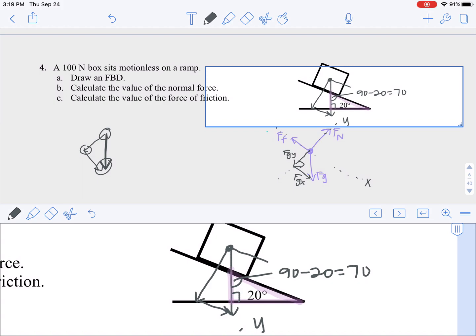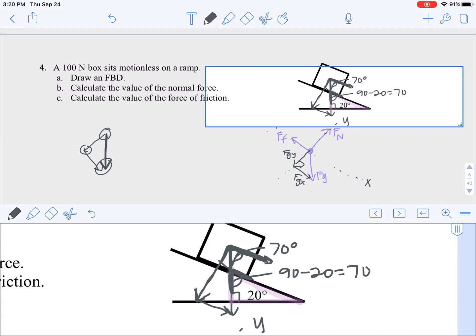And when I look at this angle, it is the same as that 70 degrees. Hopefully you can kind of see that. Right, so this is 70 as well. And that means this is perpendicular to the horizontal, right? Because this is our FGY, and this is our new horizontal.